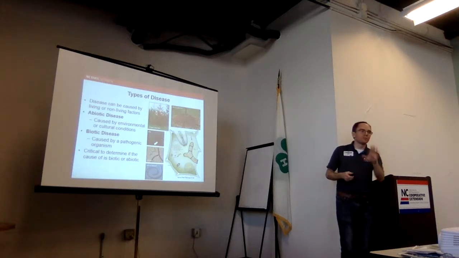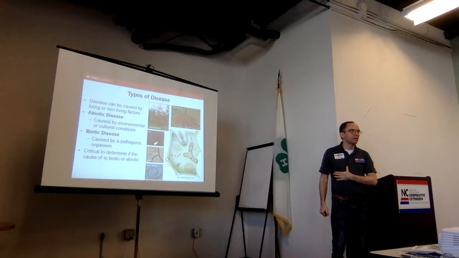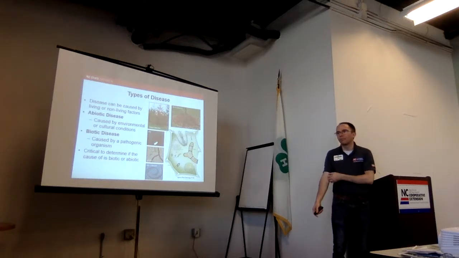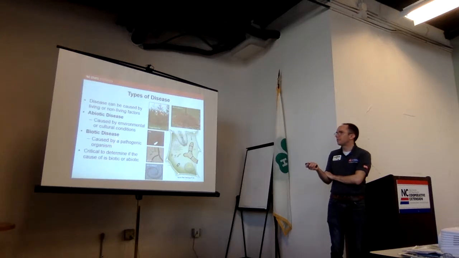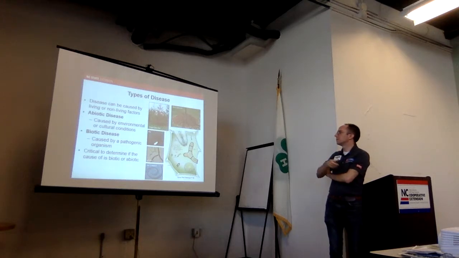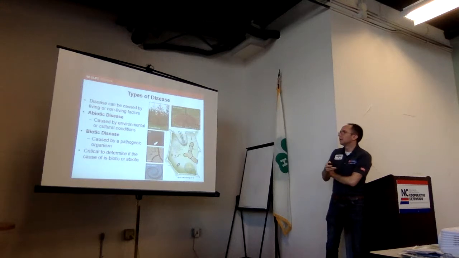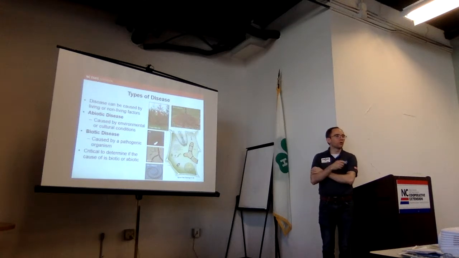Most of those descriptors apply to biotic diseases, but there are also abiotic diseases. A biotic disease is caused by some pathogenic organism: bacteria, fungi, virus, or nematode, which is actually an invertebrate but traditionally covered in plant pathology. And an abiotic disease is one caused by either environmental or local conditions.